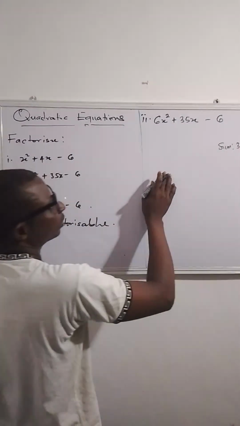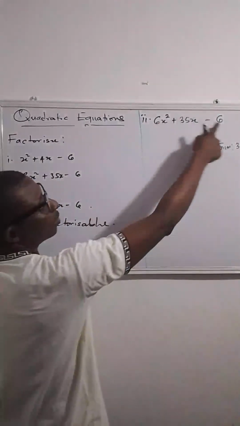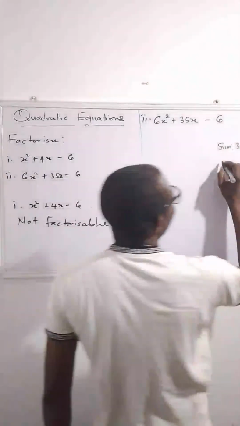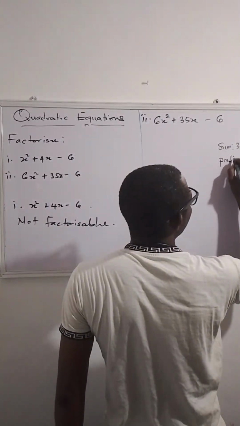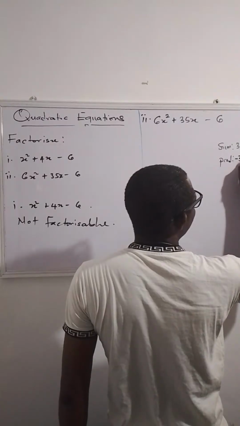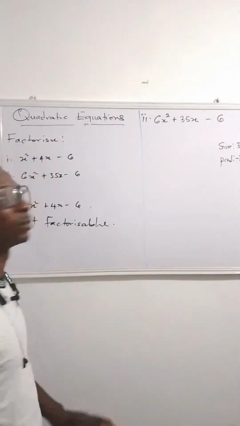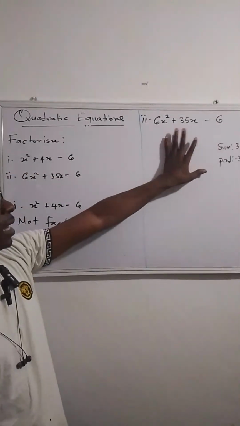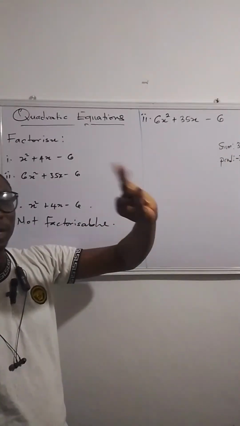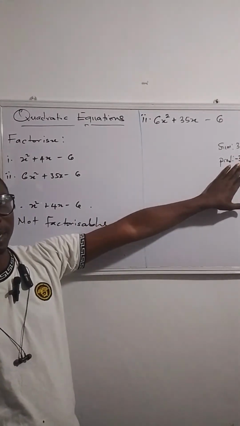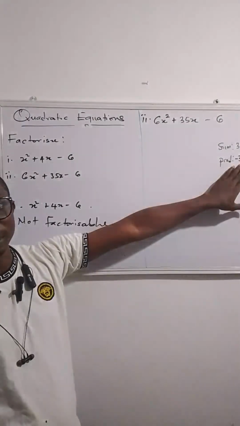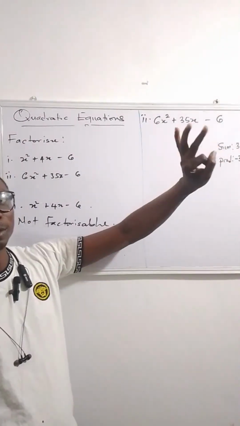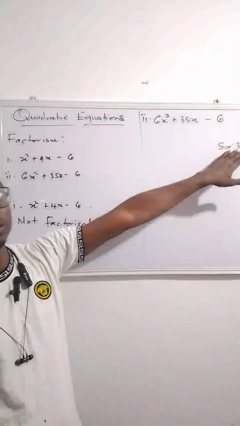And your product is 6 times minus 6. So the product will be what? That is minus 36. All right. So now we need two numbers such that when you multiply them together, it gives you minus 36, and when you add the two numbers together, it gives you 35.